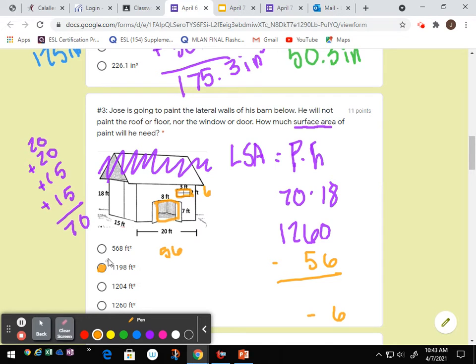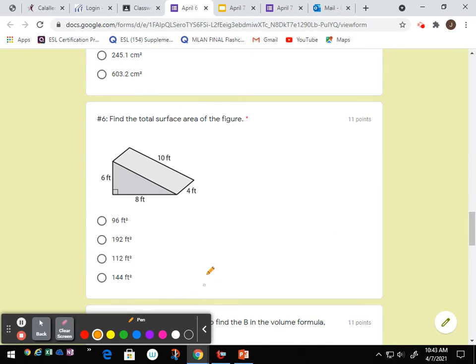We're going to skip down to question number 6. Number 6 says find the total surface area of the figure. Total surface area for a prism is S is equal to perimeter times the height plus 2 times the area of the base. As soon as we see a triangular prism, our bases are these triangles. So the three numbers we're adding for our side lengths is 8 plus 6 plus 10. So big P is equal to 24.